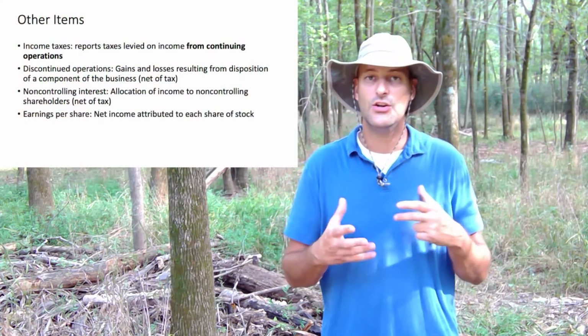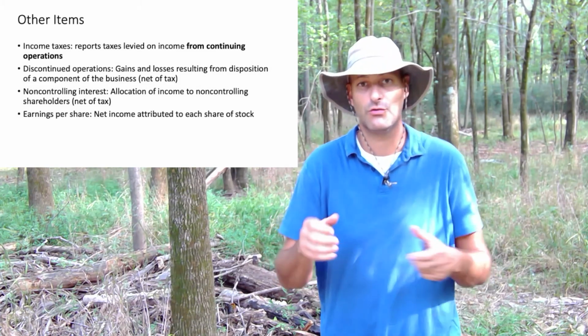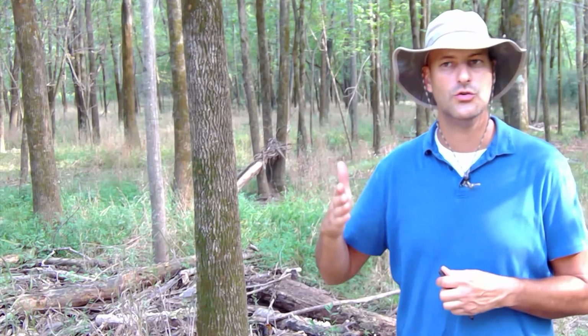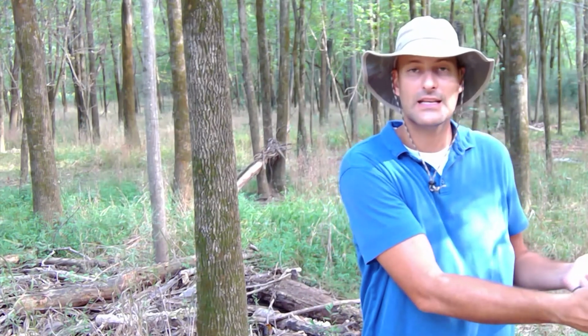So that's income taxes. Next, we have discontinued operations. Discontinued operations are gains and losses resulting from the disposal of a component of the business. These are reported net of tax, which means we take the tax impact out. But the idea here is if I have this segment of the business that I'm not going to have in the future, for instance, I sold it off for whatever reason, it's not going to be a continuing operation.